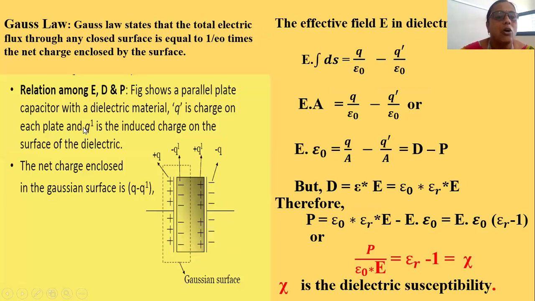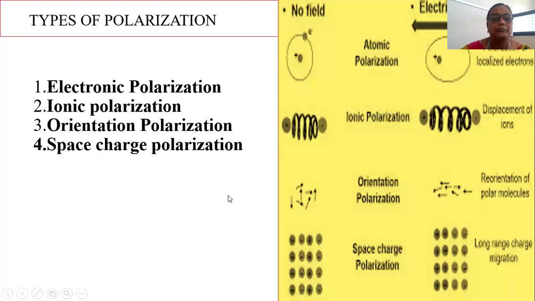Next, what is Gauss law? Gauss law states that the total electric flux through any closed surface is equal to 1 by epsilon naught times the net charge enclosed by the surface. Here you can see the equation: integral of E dot dS is equal to q by epsilon naught. From this we can derive the relation between D, E and P, and the relation is D is equal to epsilon naught E plus P.